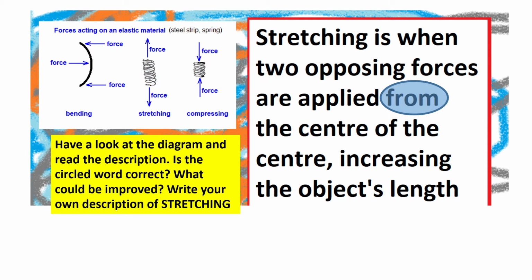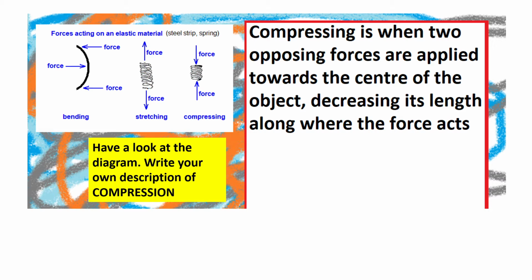All right, so write your own description of stretching. What could be improved? So have a look at the diagram. You've got bending, stretching, and compressing. So for stretching, what is the description of stretching? Compressing is when two opposing forces are applied towards the center of the object, decreasing its length along where the force acts. So again, have a look at the diagram for compressing and then write your own description of compression.